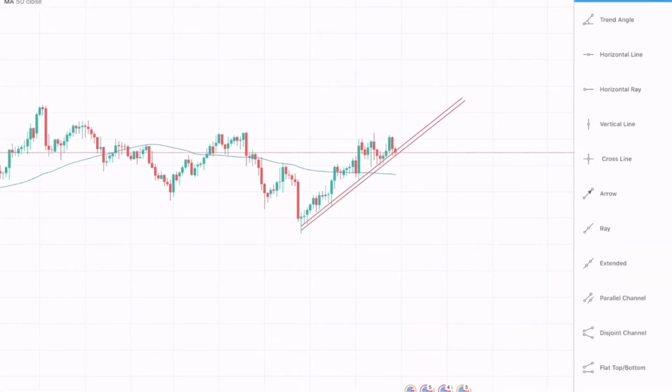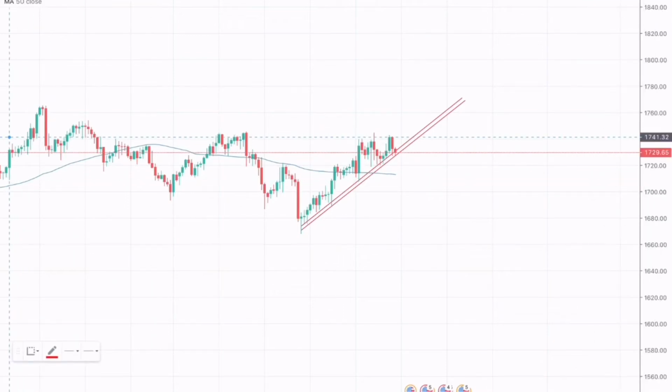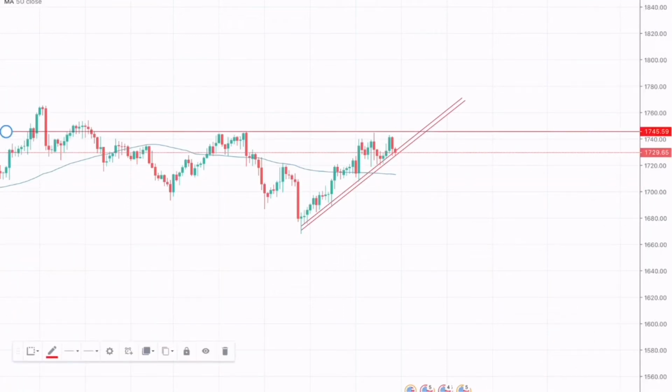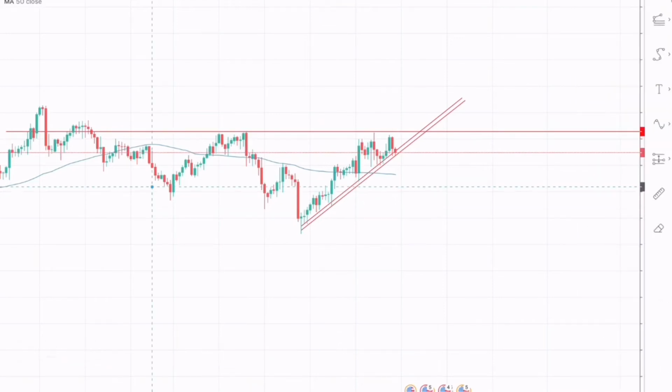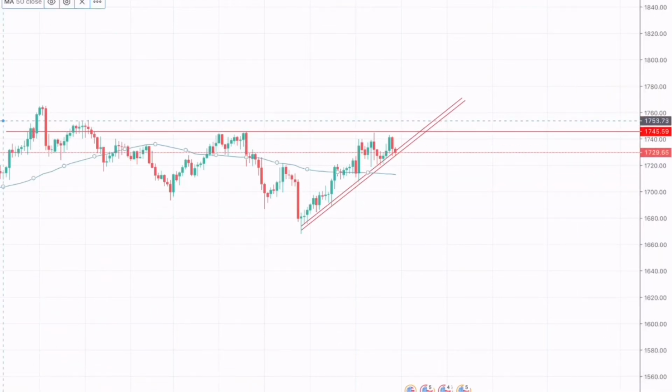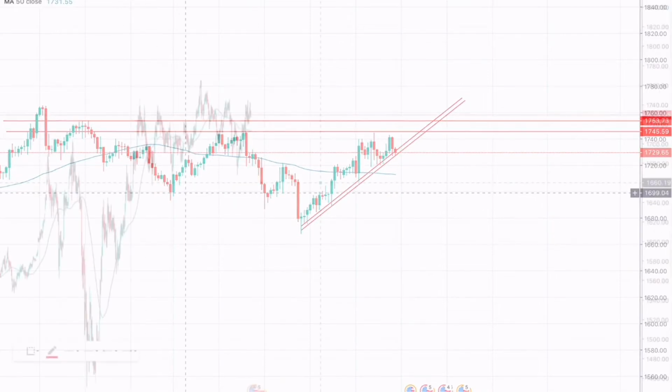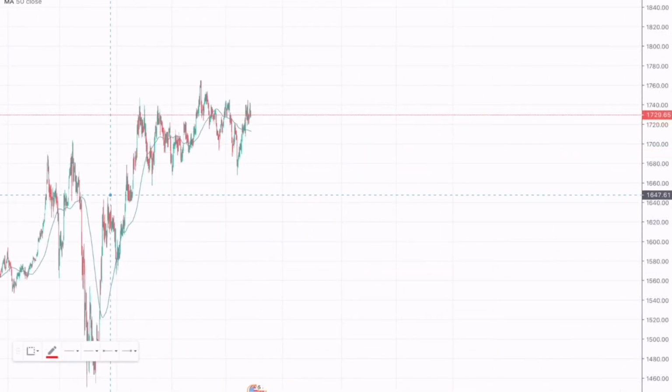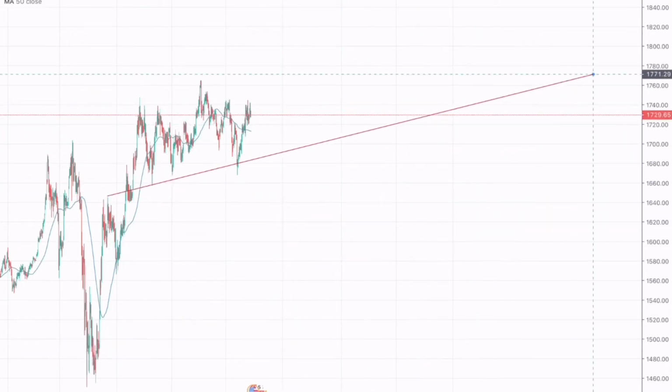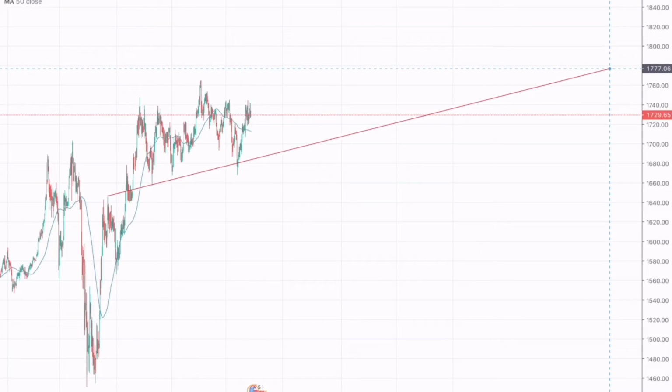Moreover, we can see an ascending triangle being formed. Let me draw that somewhere around here till here. Moreover, we can spot an ascending triangle being formed on a 4-hourly chart.